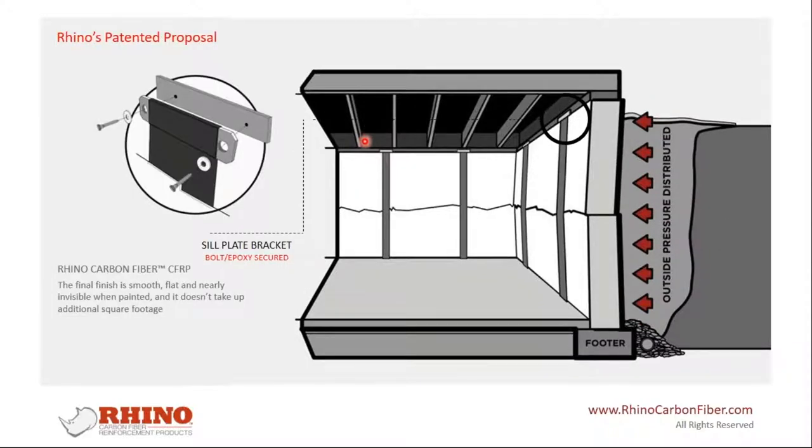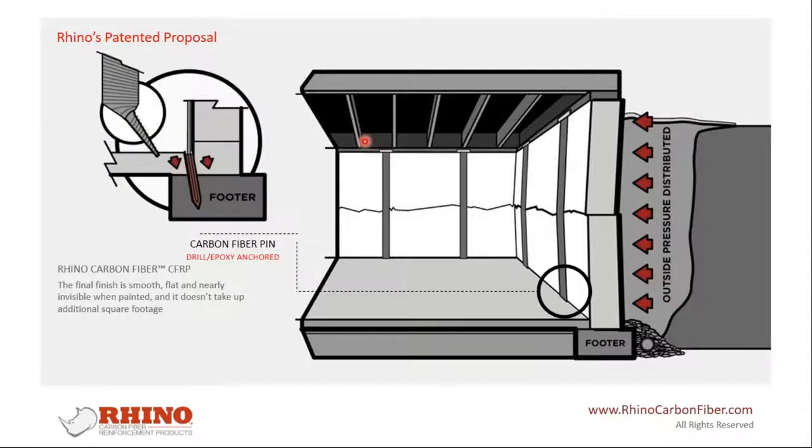This is our proposal for a bowed wall condition. We run a simple carbon fiber sheet from top to bottom. We anchor them on the top, and we fasten them at the bottom to make sure that the carbon fiber can hold the wall in position.